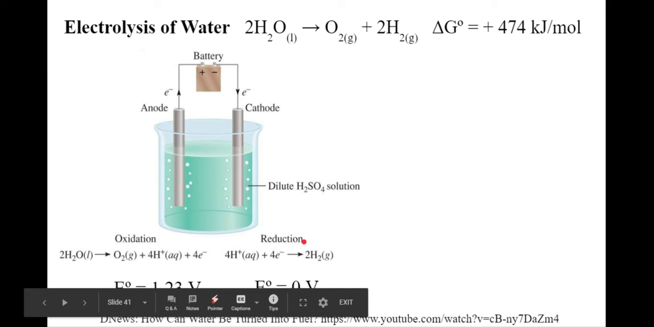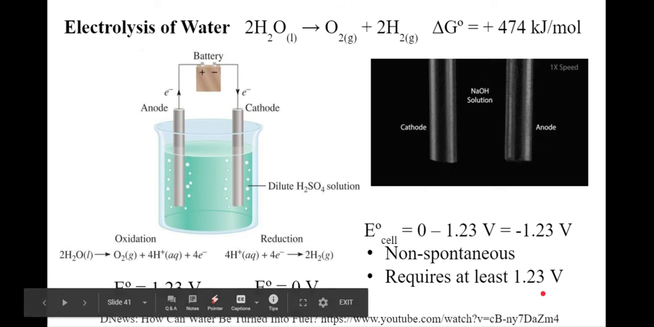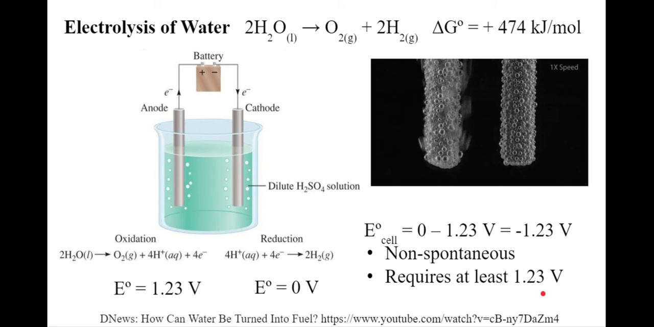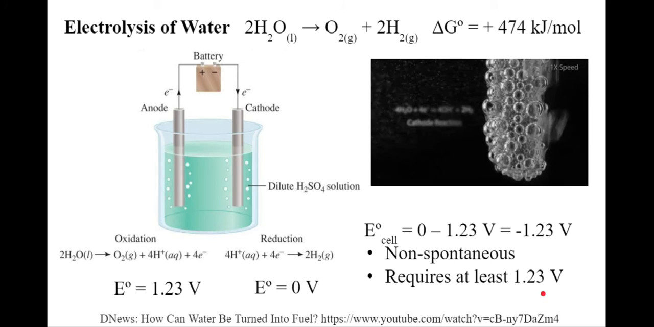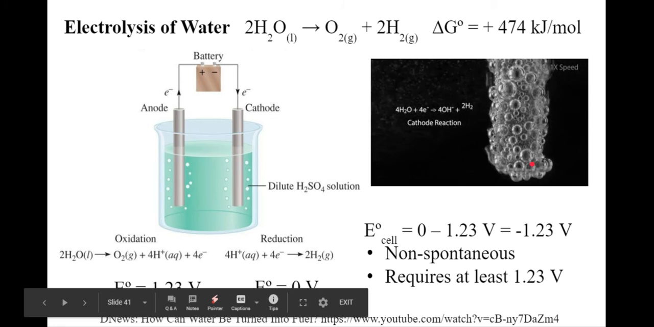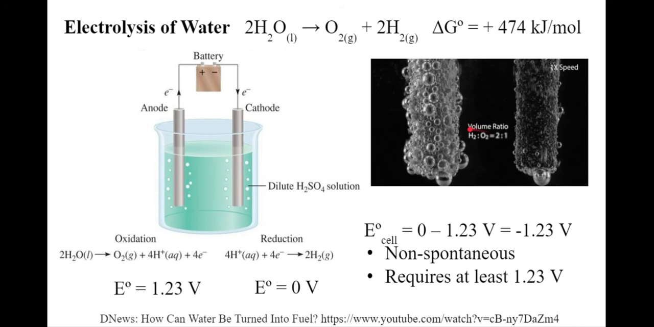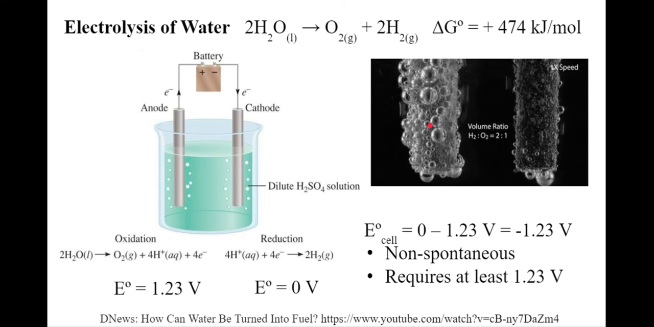Hydrogen, we called this SHE, the standard hydrogen electrode. It is what we said a 0. And so if we calculate our cell potential, 0 minus 1.23 is negative 1.23. So this is a non-spontaneous process. However, if you put at least 1.23 volts into the solution, then you're going to get electrolysis. And the fun thing is on the different electrodes, you get bubbling on both electrodes, but you get a different gas on each one. So on the anode, we're getting oxygen gas, and on the cathode, we're getting hydrogen gas.